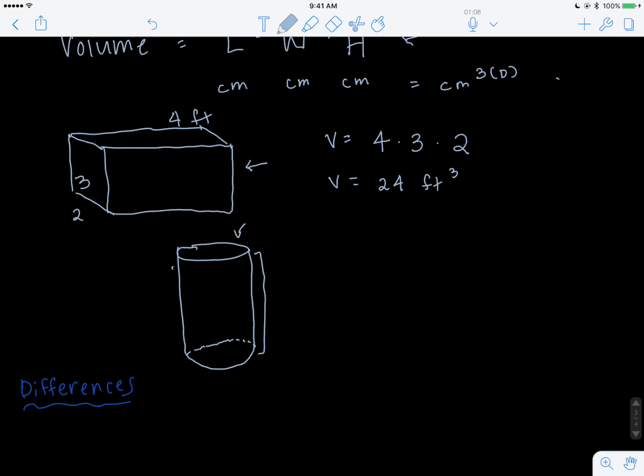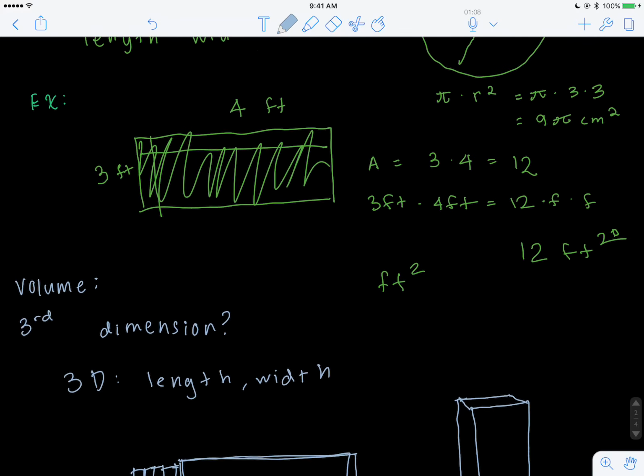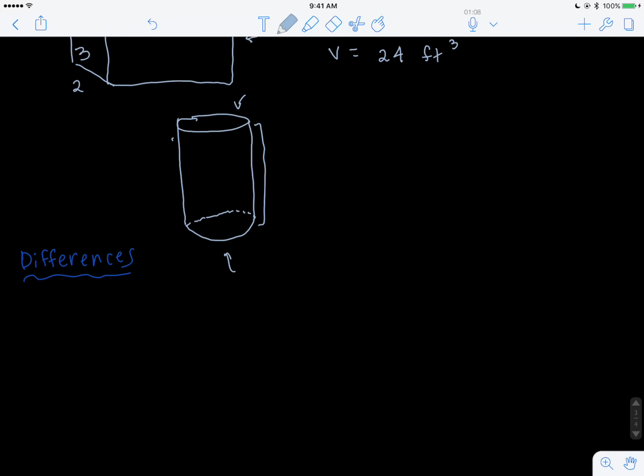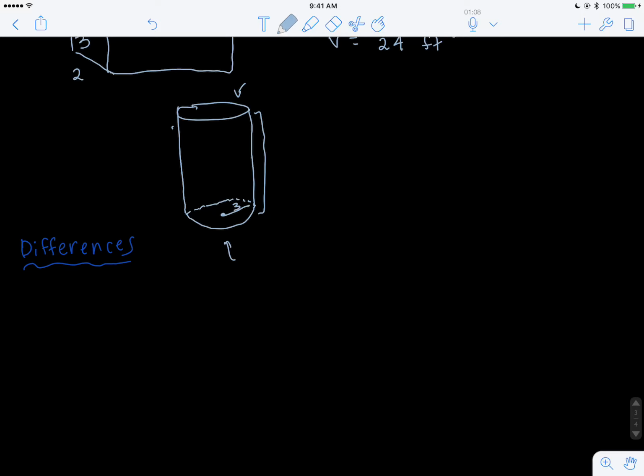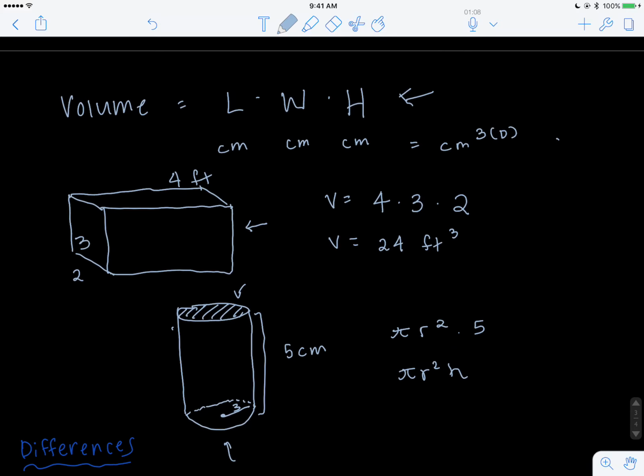The dimensions of this circle and this circle are the same. Suppose it was our circle friend from earlier with a radius of 3 centimeters. And we're going to say that the height was 5 centimeters. Well, first, what was the area of this part? It was pi r squared. Well, now I need to multiply it by how many circles we have, which is 5. So essentially we just did pi r squared h, which is the same thing because we said this is area, this is depth.